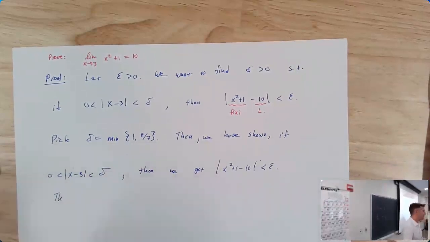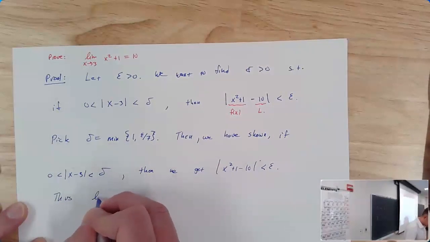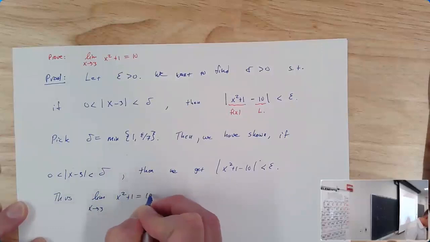It feels kind of dumb in some ways. Like you're like, well, I wrote a thing and I'm kind of writing the same thing again. That is what the process is, unfortunately. So thus, we can say the limit as x approaches 3 of x squared plus 1 is equal to 10.